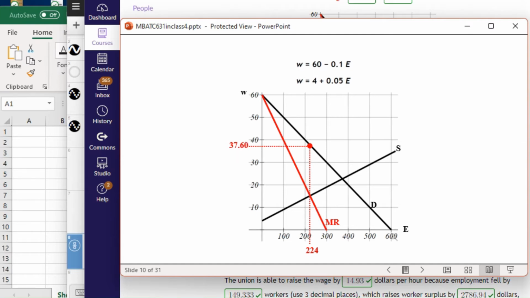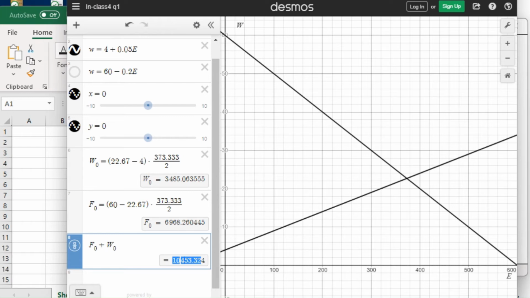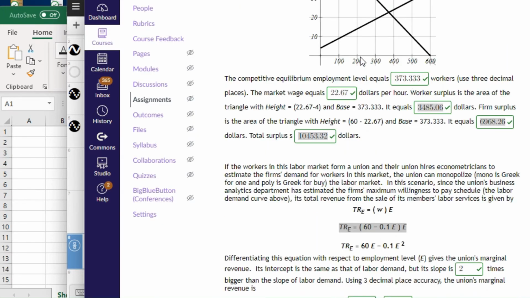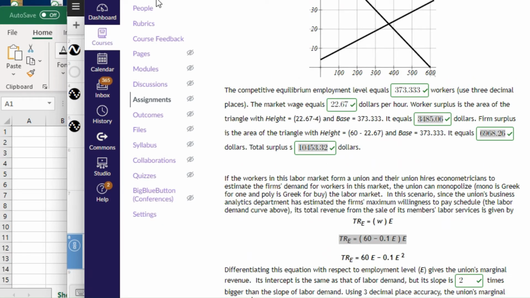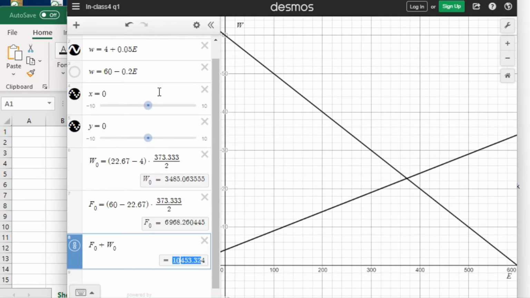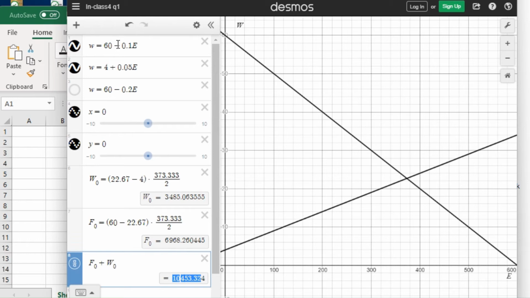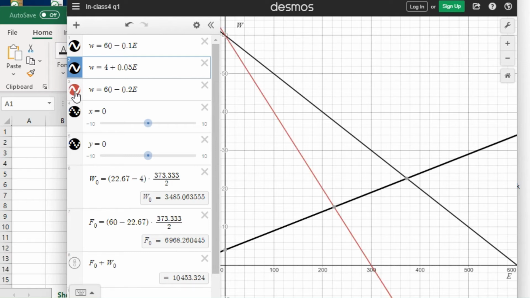So let's go to the Desmos. Whoops, we have to click on the Desmos link. Oh, I think we already did. Okay, so what I'm going to do is I have the labor demand curve here and the labor supply curve here, but then I'm going to click on this circle in equation 3, and it's going to give me the marginal revenue curve, right?